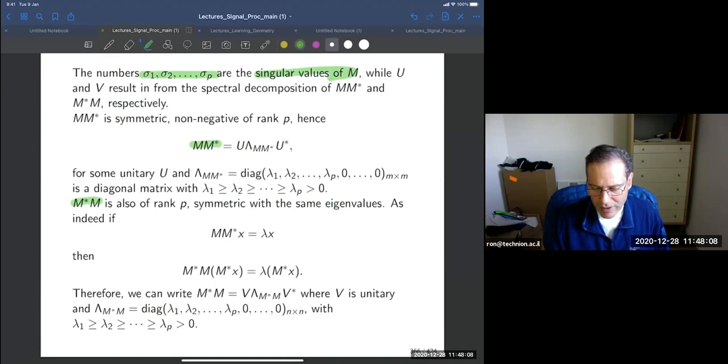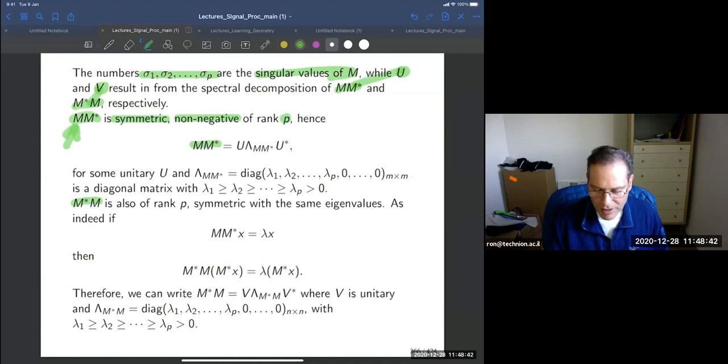So what we say is the following. U and V are the result of the spectral decomposition of M M transpose and M transpose M. U would relate to M M transpose and V would relate to M transpose M. Now, if I'm taking a matrix times its transpose, what I'm getting is a symmetric matrix. It would also be non-negative, and the rank would be the rank of each of its ingredients, okay? The rank would be P. I cannot increase the rank.